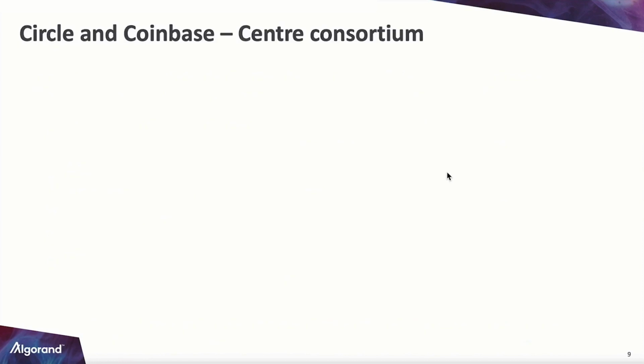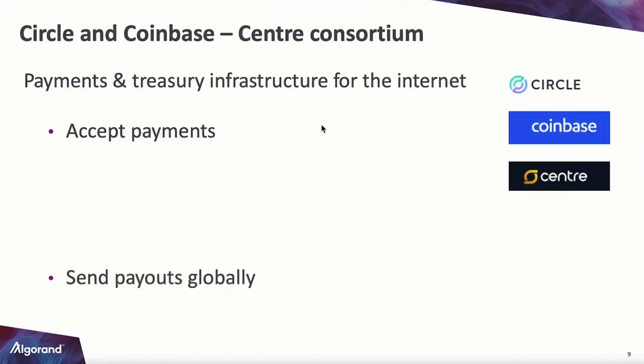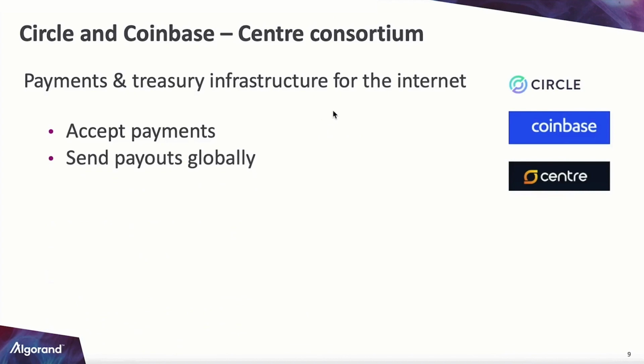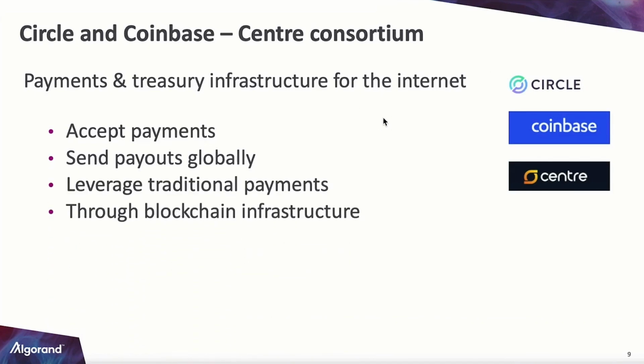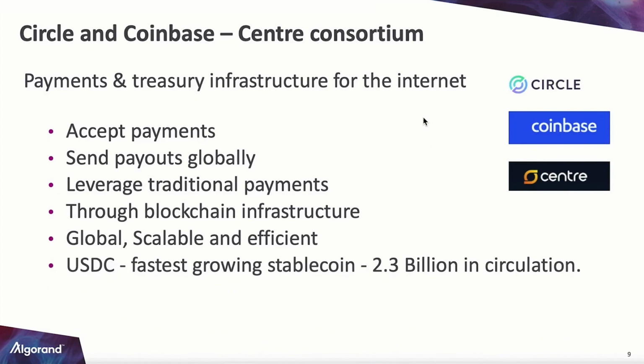Now, the next one here is Circle and Coinbase. It's a central consortium and payments and treasury infrastructure for the internet. It accepts payments. You can send out globally, leverage traditional payments through blockchain infrastructure, as well as it's global, scalable, and efficient. This is all about USDC, which is the fastest growing stablecoin. 2.3 billion was a few months ago. I'm sure it's far greater than that at this point as well.